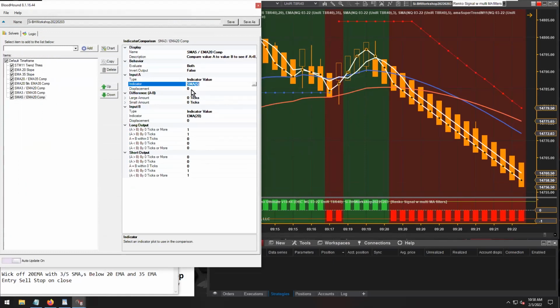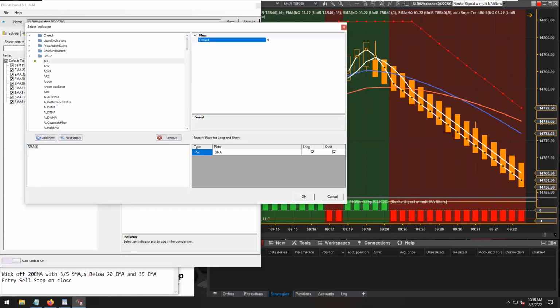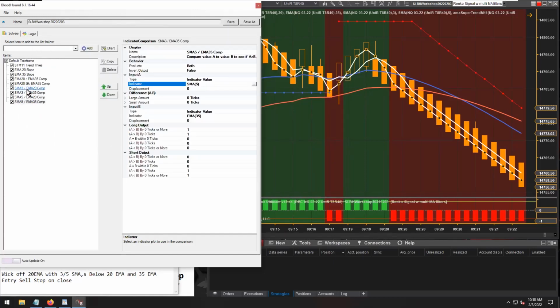So there's the SMA 5 compared to the EMA 20, and I now need to make my last comparison here. That'll be the SMA 5 compared to the EMA 35. So let me change input A. Change that over to a 5 period SMA. There we go. So there's my 4 different comparisons.